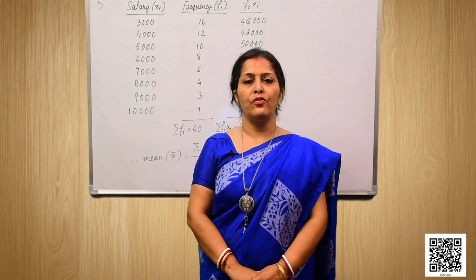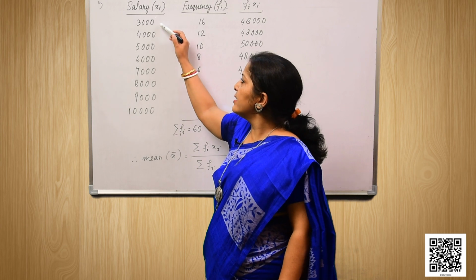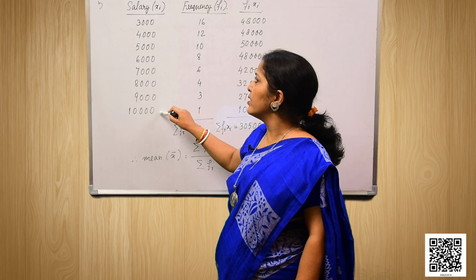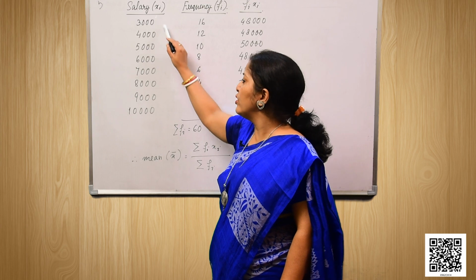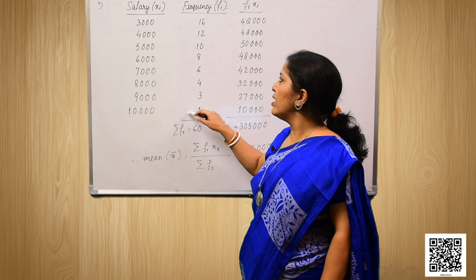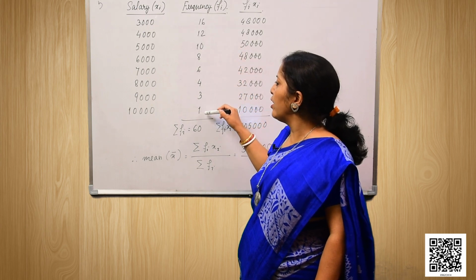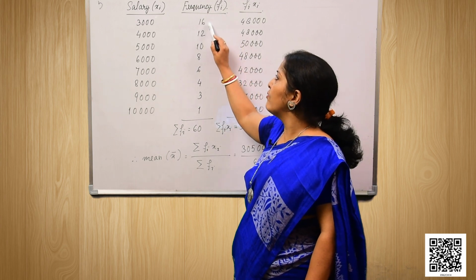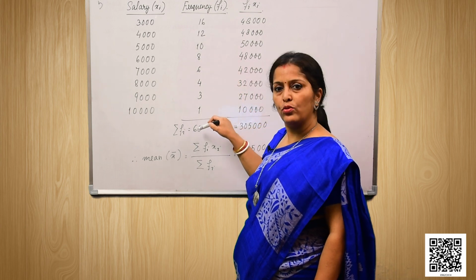So, here is the solution for question number 5. It was given the salaries as this 3000, 4000, 5000 up to 10,000. We mark this column as xi, i indicates from 1 to 8. Okay. Next column is the frequency. This is also given to us. They are 16, 12, 10, 8, 6, 4, 3 and 1. We mark this column as fi. i indicates that is f1 is 16, f2 is 12, f3 is 10 and so on.